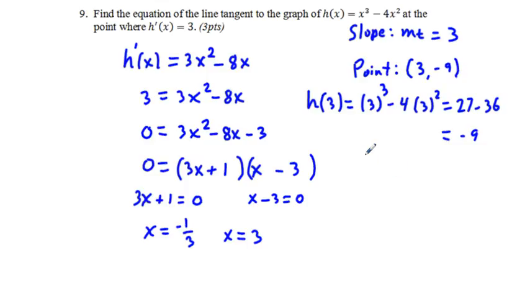So our equation of this tangent line is going to be y minus -9, so it's going to be y plus 9, is equal to our slope, which is 3 times x minus 3. So that's our answer. Yeah, we could have used 1/3 as an x-coordinate also, but the arithmetic is going to be easier using this input of 3.